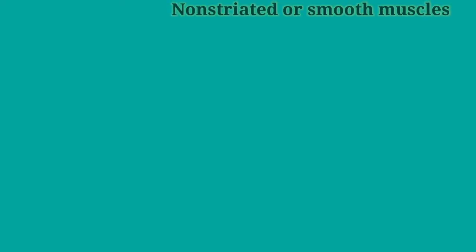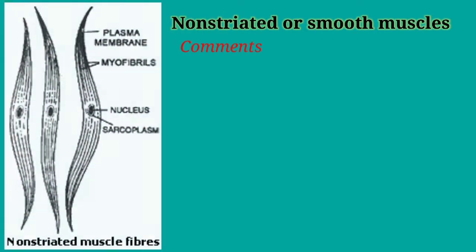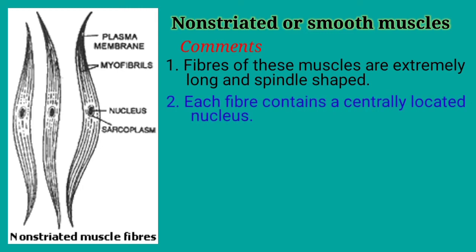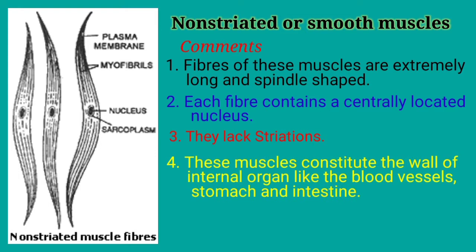Now the next slide is non-striated or smooth muscles. The fibers of these muscles are extremely long and spindle shaped. The nucleus is centrally located, and there are no striations, so that's why it is known as non-striated or smooth muscle. These muscles are found in the walls of internal organs like blood vessels, stomach and intestine. They are also known as involuntary muscles because they are not under our will.